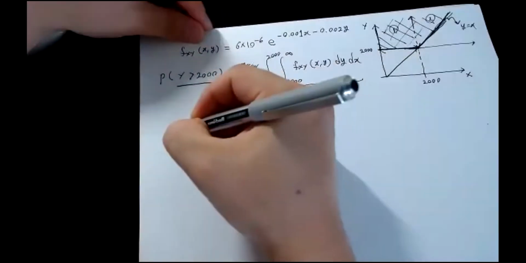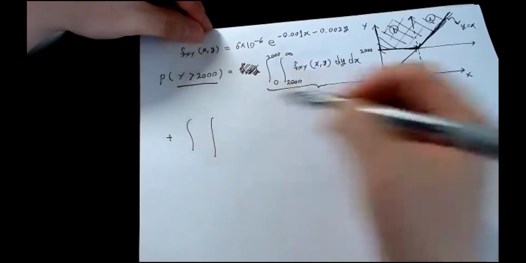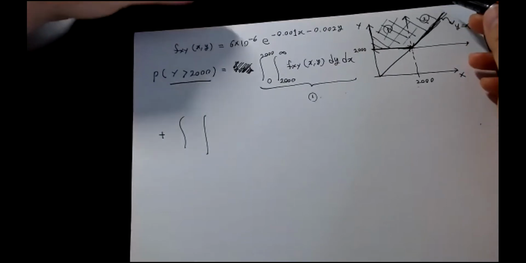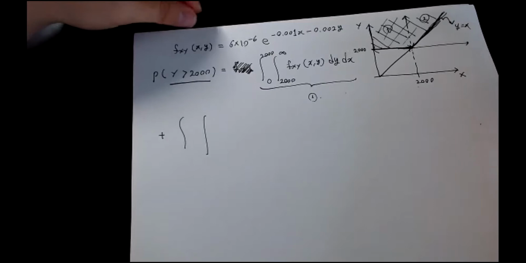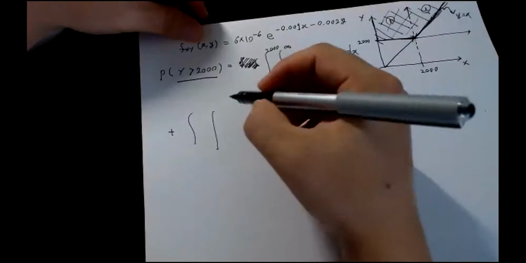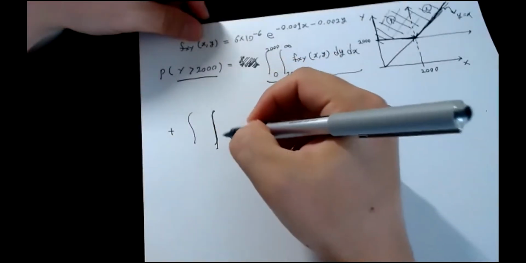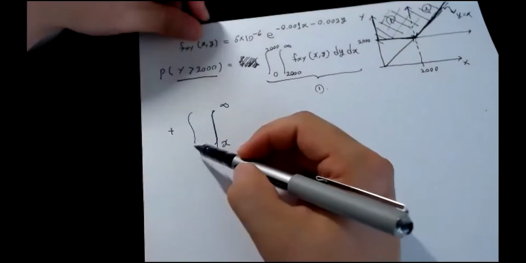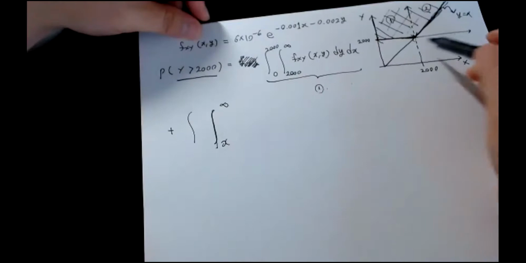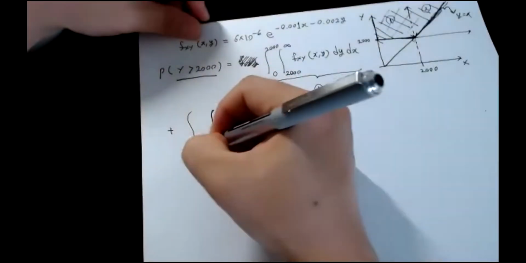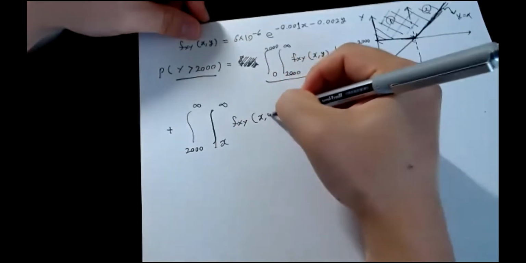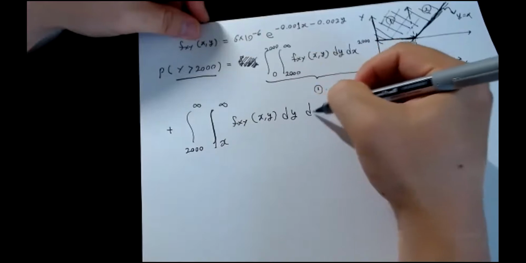The second term: since the limits of integration for y are x to infinity, the unknown variable x is involved, so the integral with respect to y must be the inner integral. So x to infinity for the inner integral, and for the outer integral, the integral with respect to x, it's going to be 2000 to infinity, and then f_XY(x, y), dy and dx.